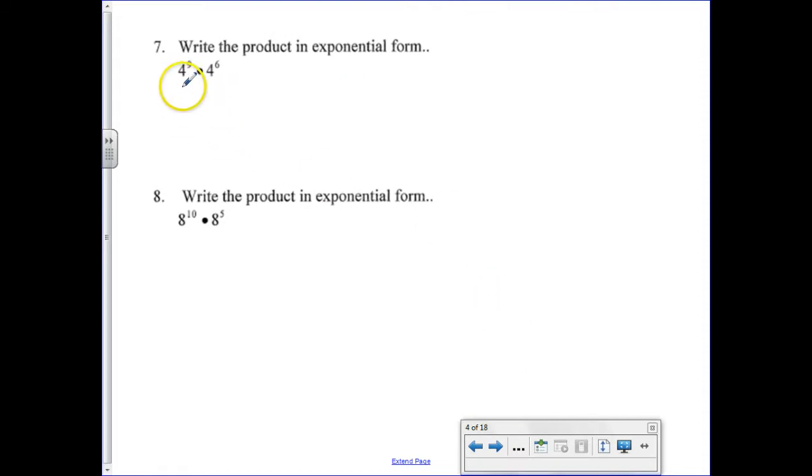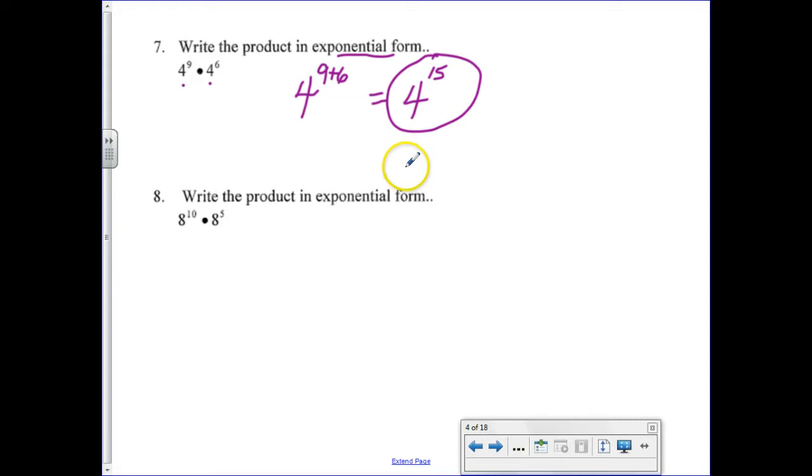Now we're getting into some of our properties of exponents. When you have the same base, it's both 4, then I can simply take the two exponents and add them together. 4 to the 15th power. Notice my instructions say leave it in exponential form. Yes, leave it in exponential form. If you did this on a calculator, it'd be a huge number.